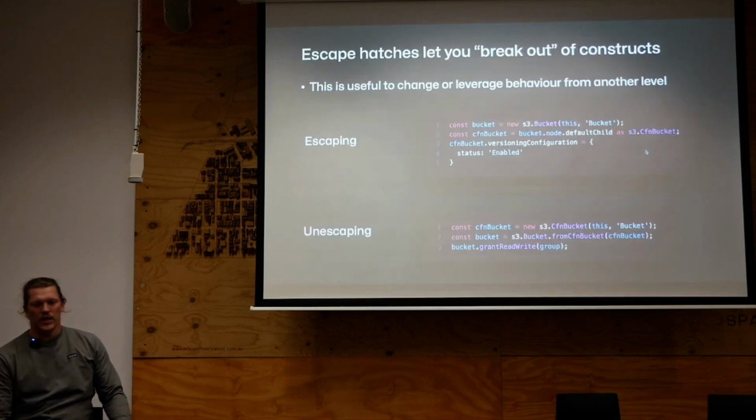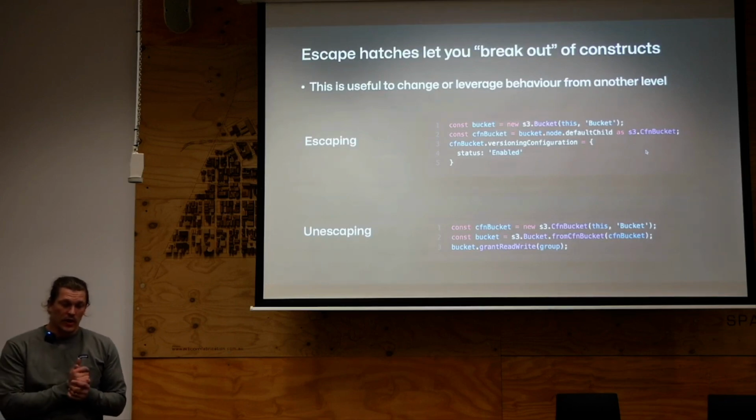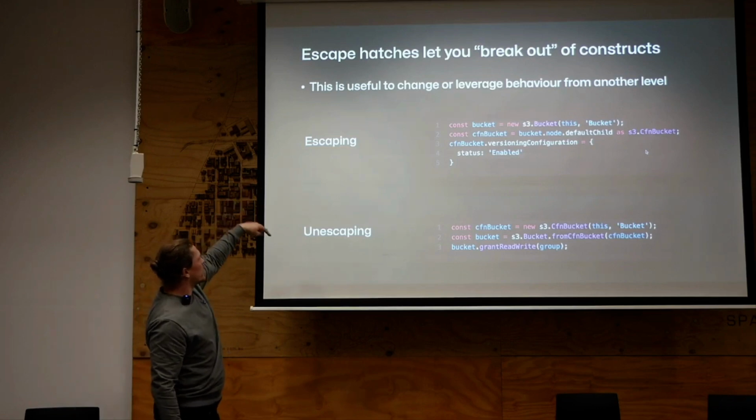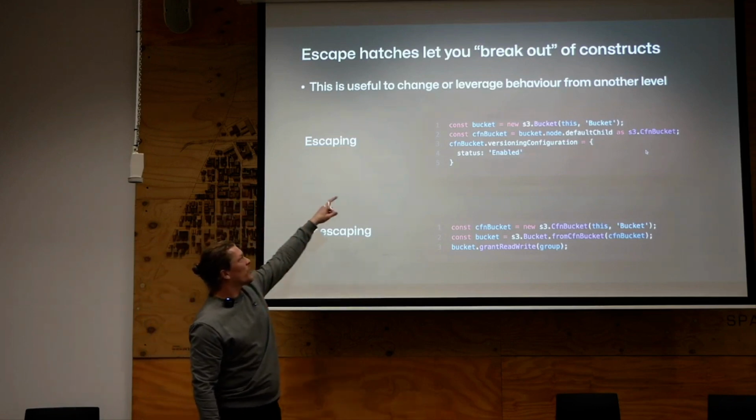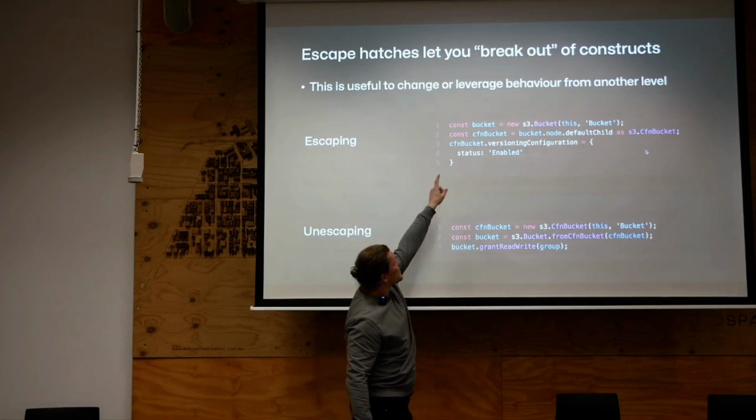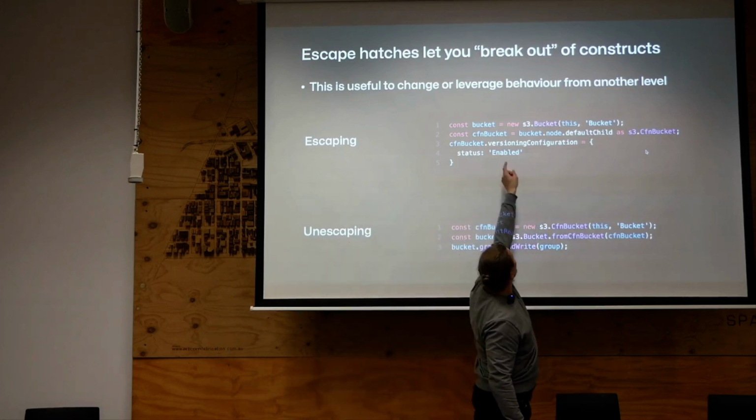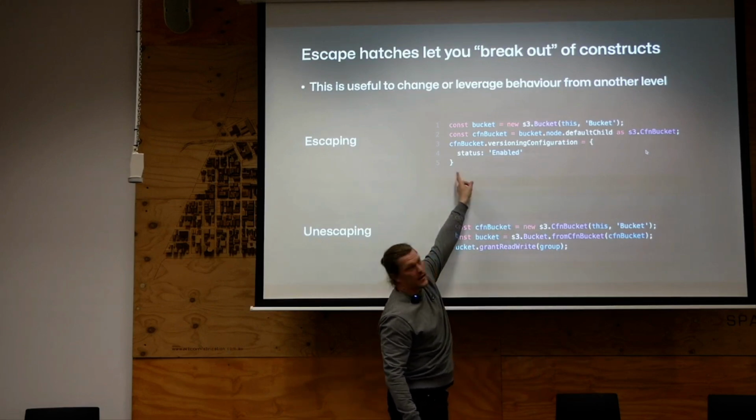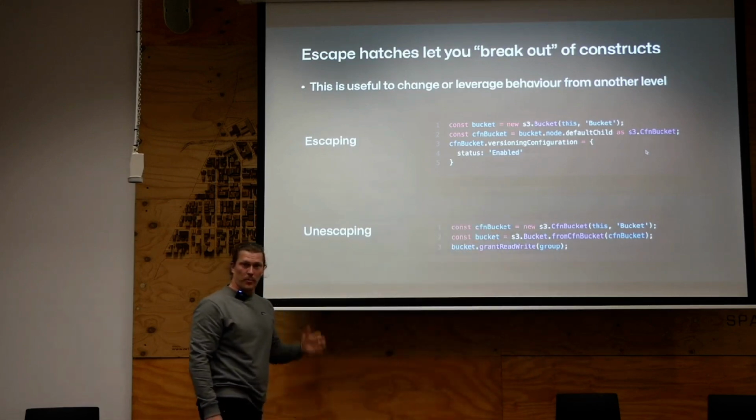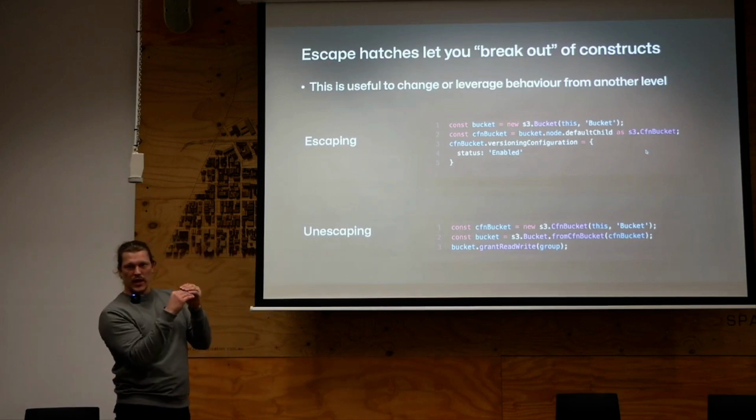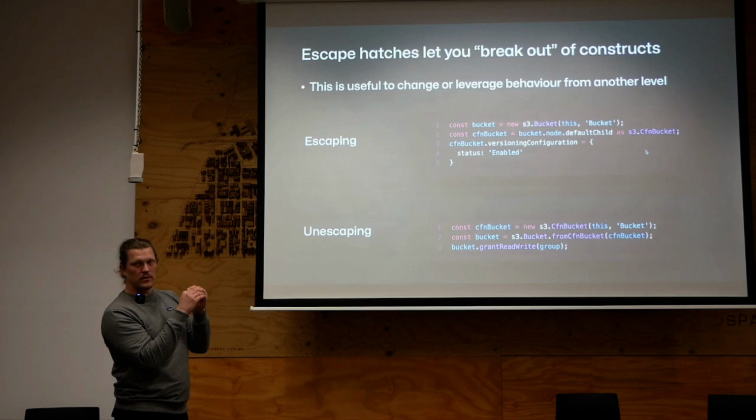Escape hatches let you break out of constructs. So in this, we've got two examples here. One's an escaping and one's an unescaping. In this one, we're moving from a level 2 resource and saying that we actually want the raw CFN resource, and then we're just going to check that a specific CloudFormation property is set on that. So we're actually moving from a layer 2 resource down to a layer 1 resource. So with me on that?